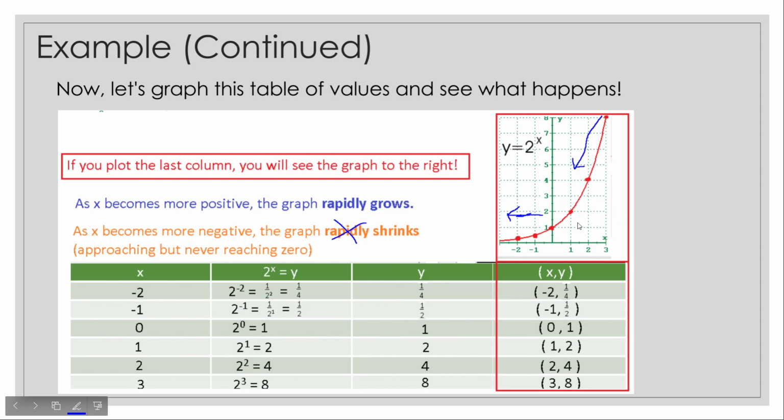It's continuing to cut in half each time. Right? It doubles each time when it goes to the right. Well, it's going to do the opposite when it goes to the left. It's going to halve over and over again as x is getting more and more negative.